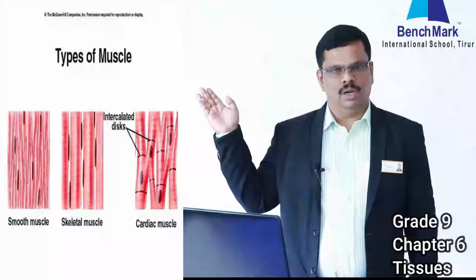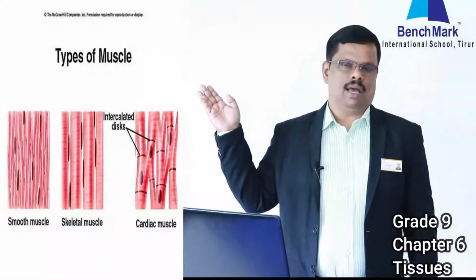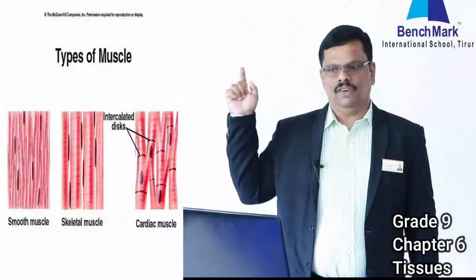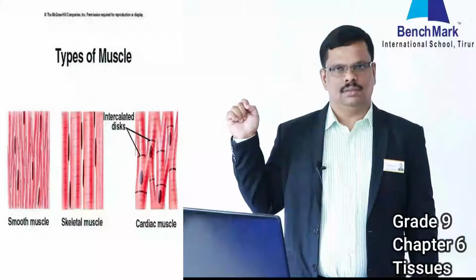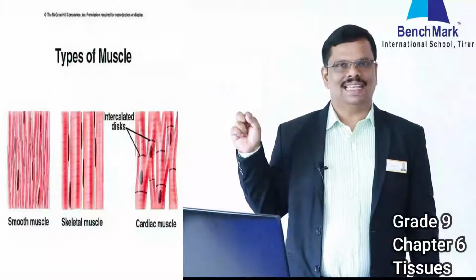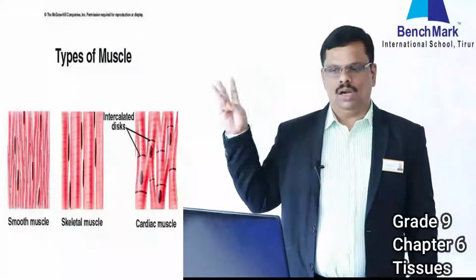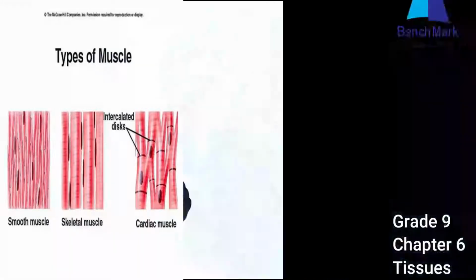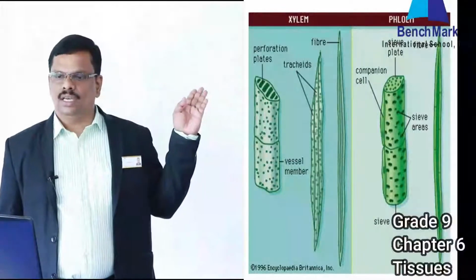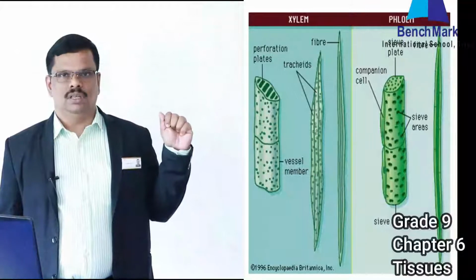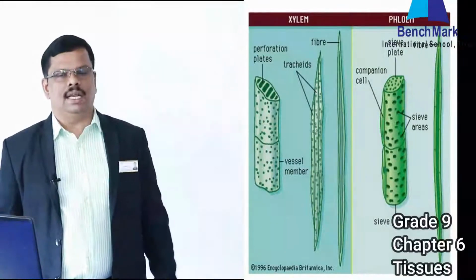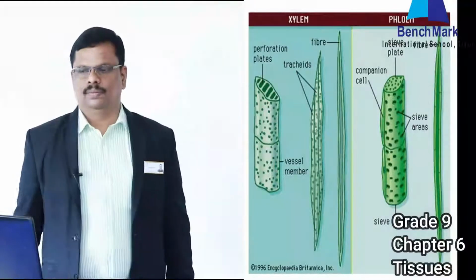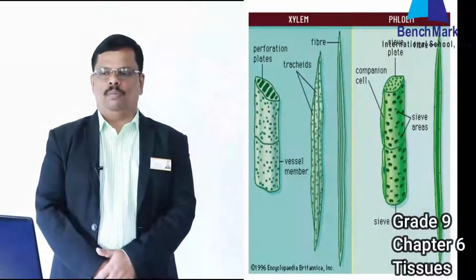My dear children, look at this diagram. It shows different types of muscles. The first one, smooth muscle. Second one, skeletal muscle. Third one, cardiac muscle. Now see on the side of the slide, what is it? It is the conducting tissues. The first one which is shown is xylem. The second one is phloem. Now let us come to the plant tissue.